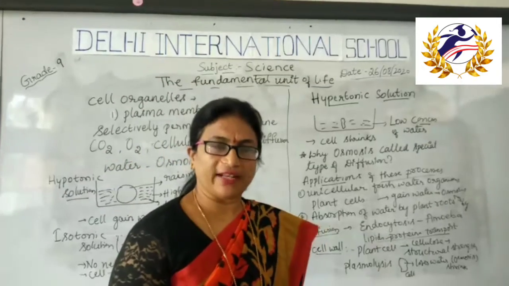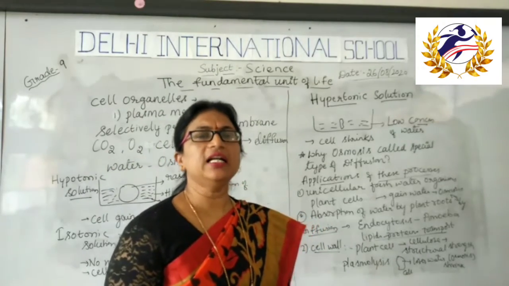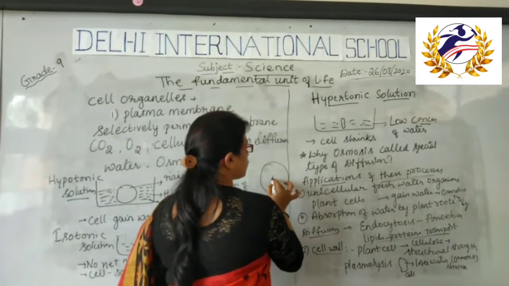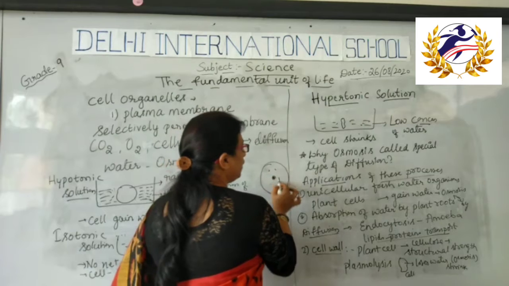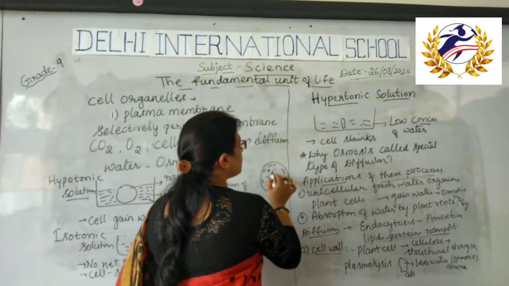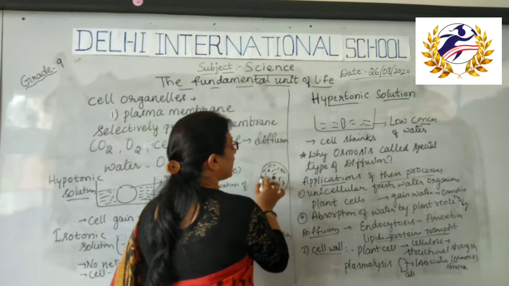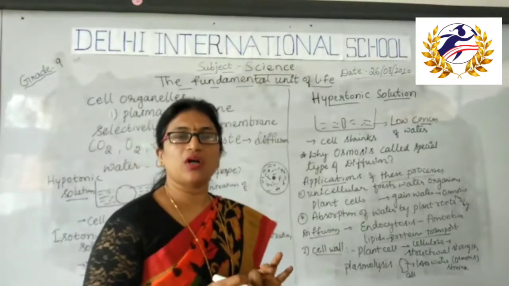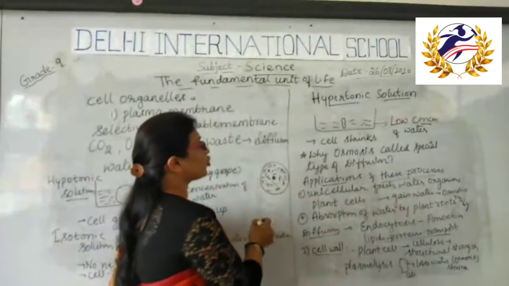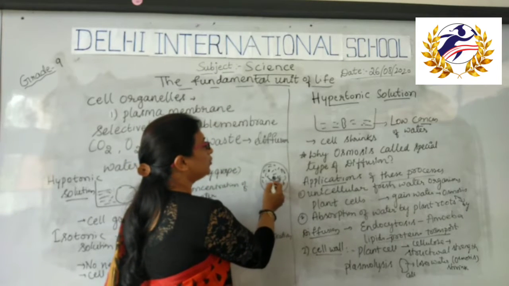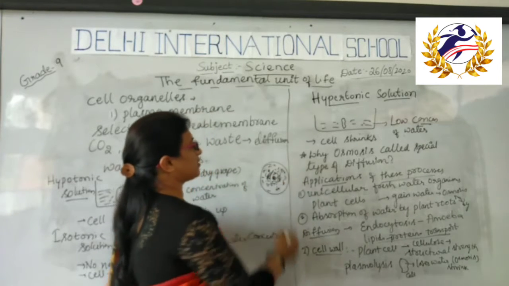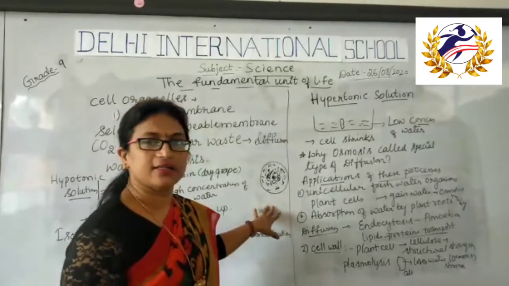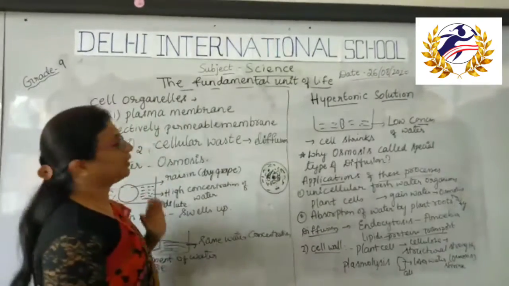After the invention of the electron microscope, they came to know that the cell consists of a nucleus, the cytoplasm, and cell organelles floating inside the cytoplasm, like the endoplasmic reticulum, Golgi bodies, ribosomes, and lysosomes. There are numerous cell organelles which carry out different functions inside the cell. So what are those cell organelles?